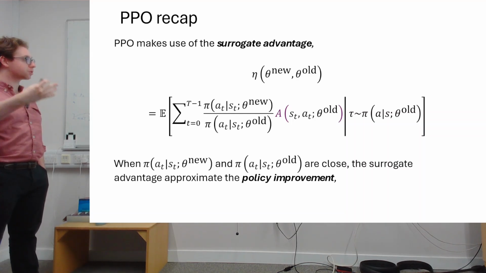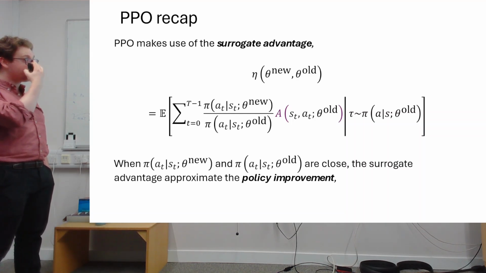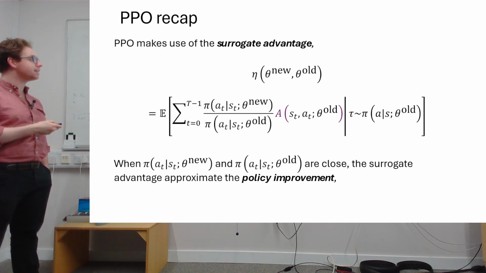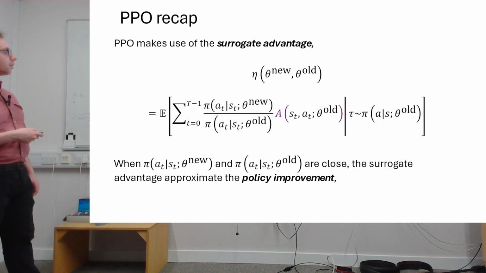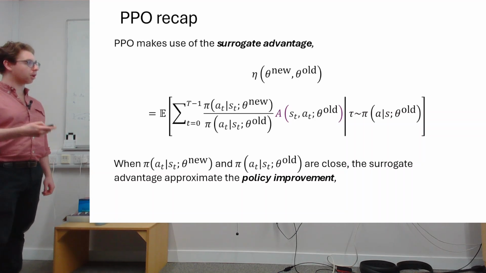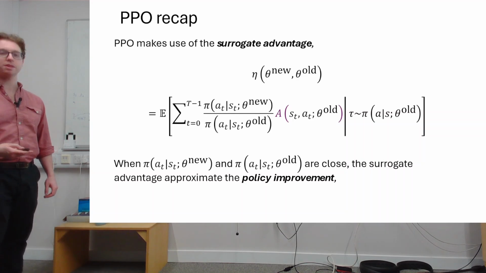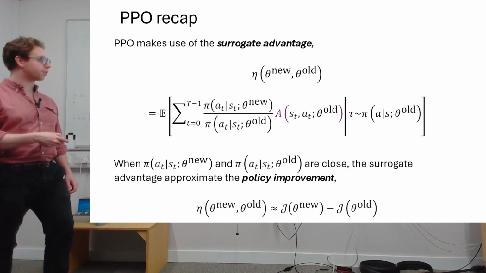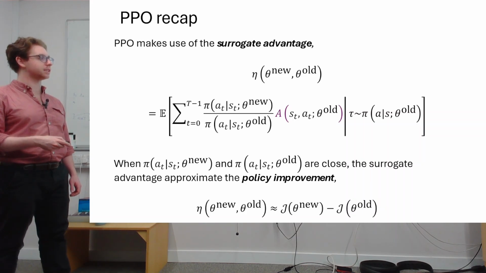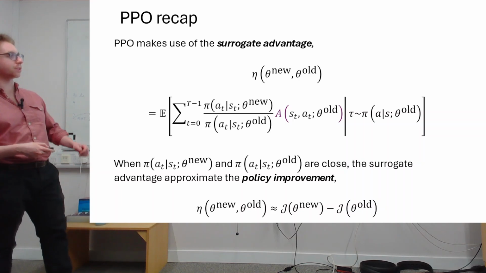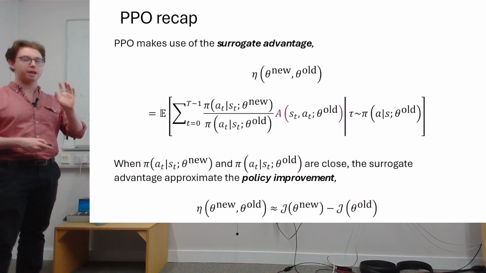We saw an argument last week for the fact that when these two policies are near to one another, the surrogate advantage is an approximation of the policy improvement. By policy improvement, I just mean the value of the new policy, so the average return under the new policy, minus the average return under the old policy, so the difference in return, the improvement of this new policy over the old policy. Any questions about this?